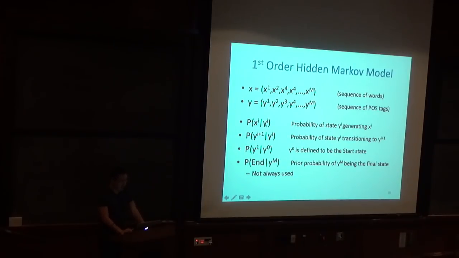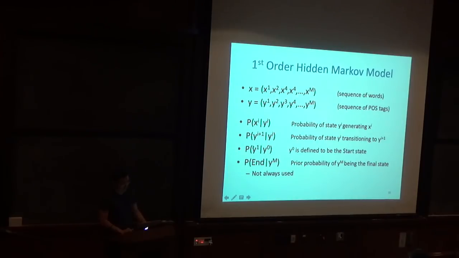We have the probability of generating xi given yi. So if the current word is going to be a specific part of speech tag, what's the probability of seeing that word? We have a transition probability from the previous part of speech tag to the current part of speech tag. I chose to do y i plus 1 given y i. Some people write this as probability yi given y i minus 1. Doesn't really matter as long as your indexing is consistent.